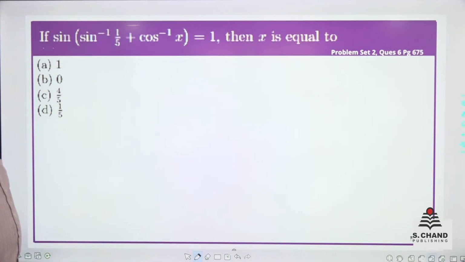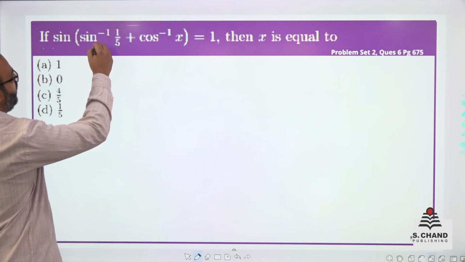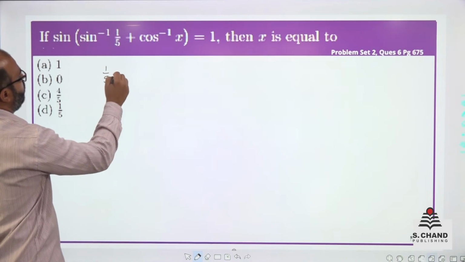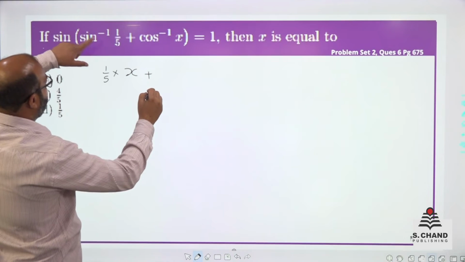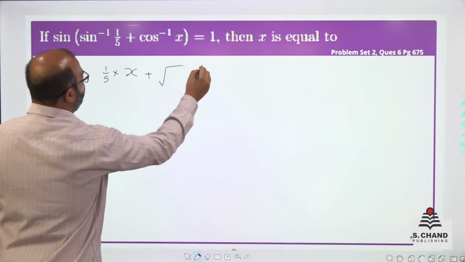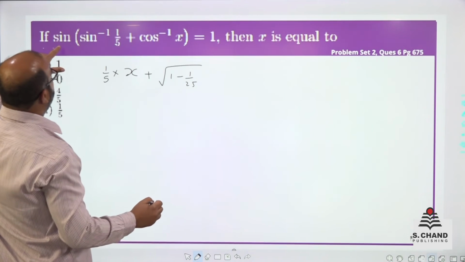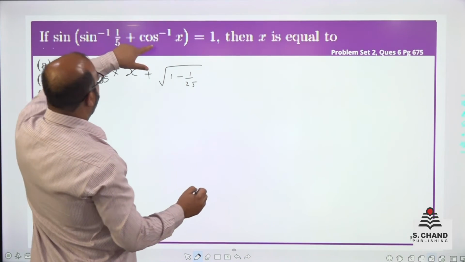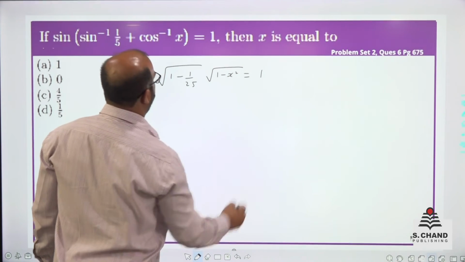Sine of sine inverse 1 by 5 plus cos inverse x is equal to 1. Then find the value of x. So again sin a, that is 1 by 5, into cos b, that is x, plus cos of sine inverse 1 by 5, that is root over 1 minus 1 by 25, into sine of cos inverse x, root over 1 minus x square, is equal to 1.